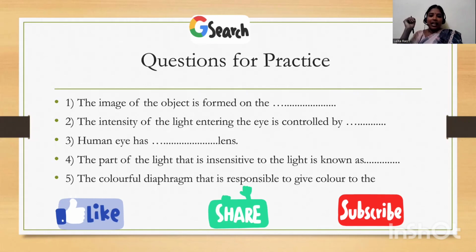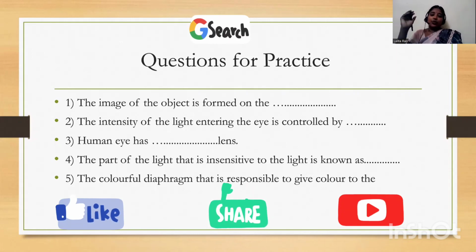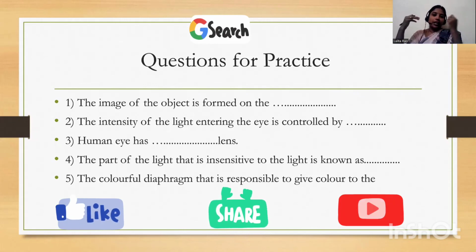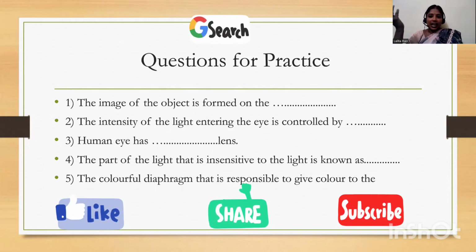Then the intensity of the light entering the eye is controlled by which part? Okay. Then the human eye has which type of lens? What type of lens is present in our human eye? Then the part that is insensitive to light, meaning the part which does not respond to light, or the part where if the image is formed it cannot be seen. What is that part known as? Then the colorful diaphragm which is responsible for giving color to the eye, what is that part called?